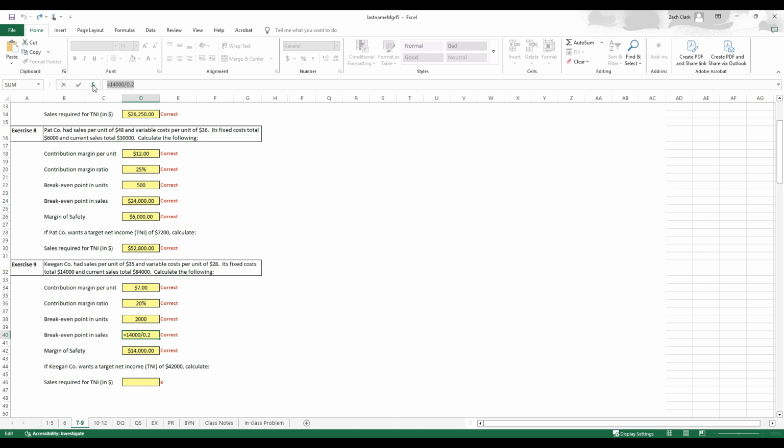Okay. And then one more time, then if we want to have our break-even point in sales here, we can just copy our formula the target net income of 42,000. We just take our break-even, add the 42,000 into the fixed costs.